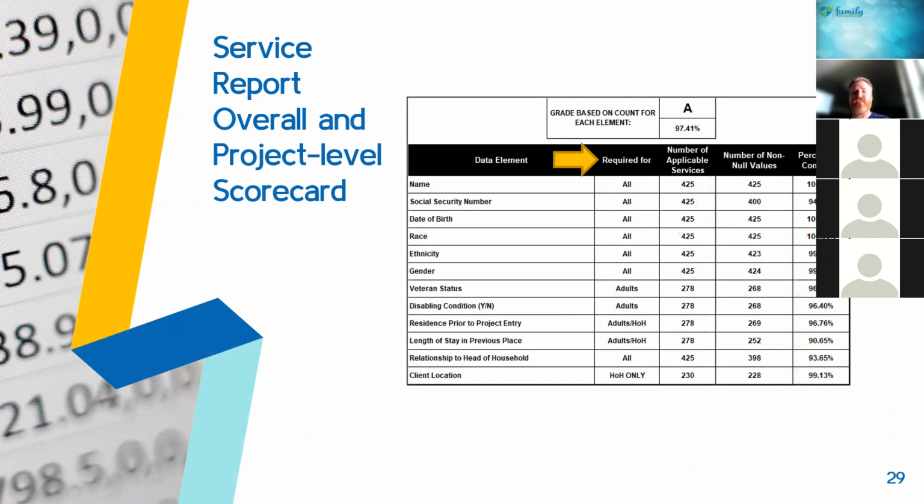Moving right along to services. This part's gonna be really quick because we've already talked about basically everything here. Again, for that overall check for required for, make sure you're collecting that information for those required household members, whether it's for everybody, just the adults and head of household, or just the head of household only.